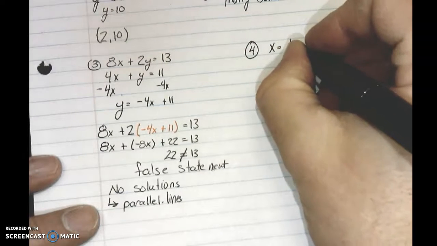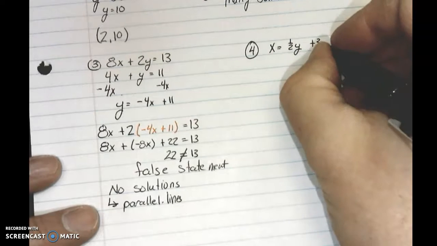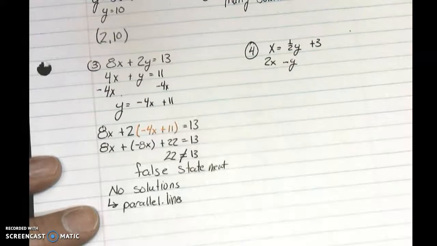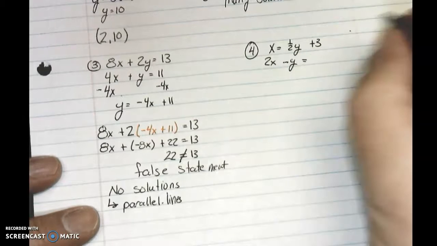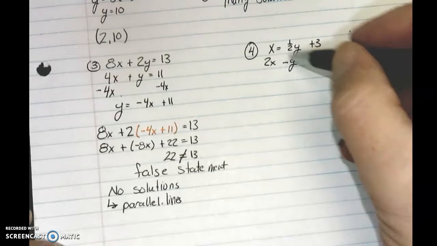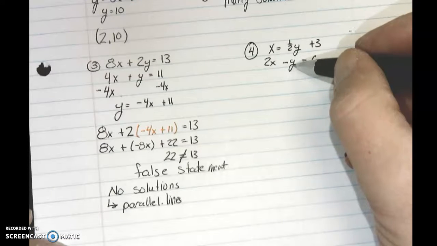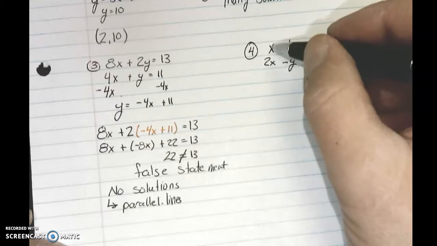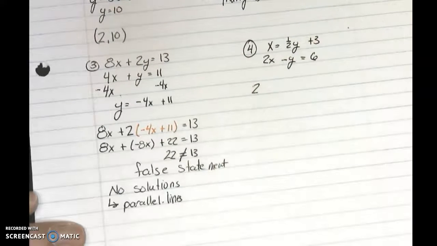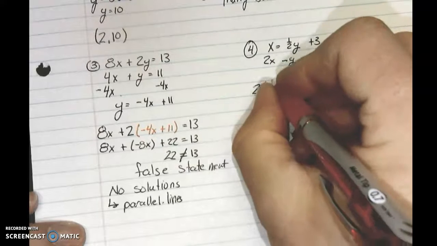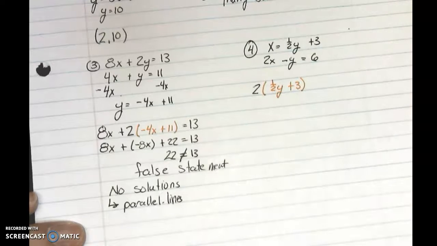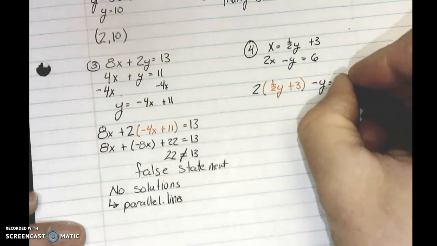We're going to do x is equal to 1/2 y plus 3, and 2x minus y is equal to 6. All right, so again, I could solve this one for y because I could see that it's by itself, but I already have x by itself. So I'm just going to use that value there. So I'm going to go with 2, and then 1/2 y plus 3, and then minus y is equal to 6.